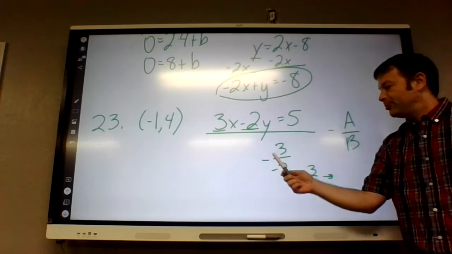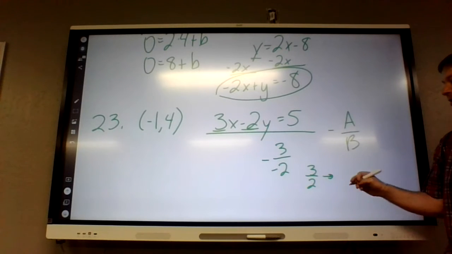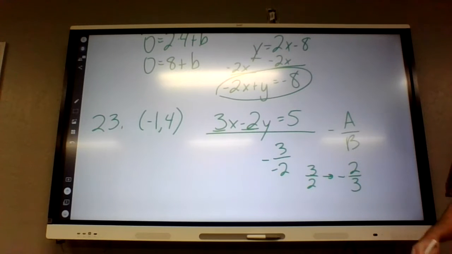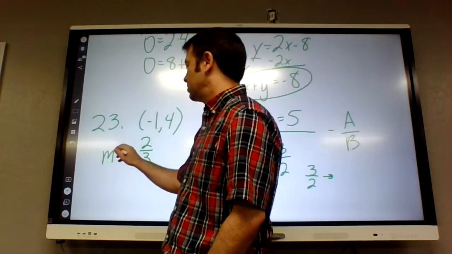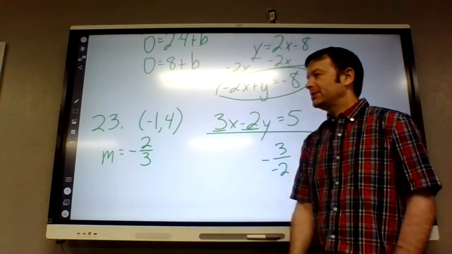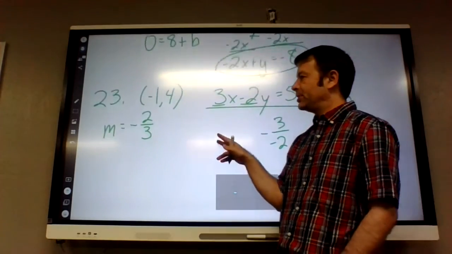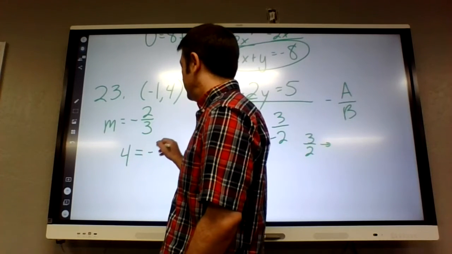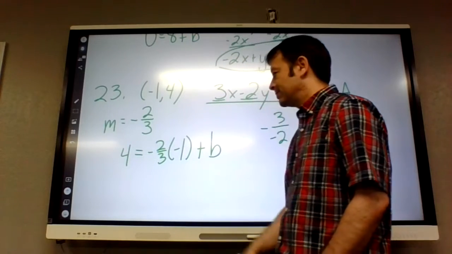So we want a perpendicular line. What's the perpendicular slope? Swap it: negative 2 over 3. So now we have our slope and we have a point. We're going to repeat the process we've done the last 3 problems and plug it in. y equals mx plus b.